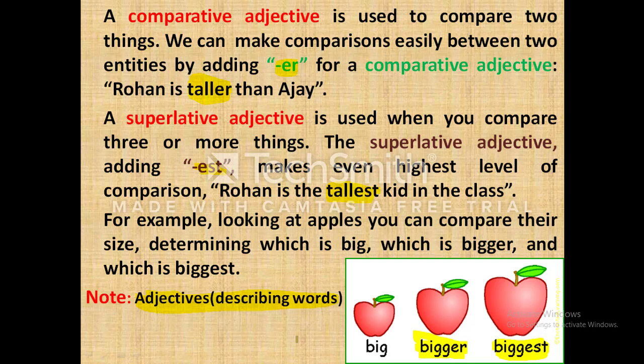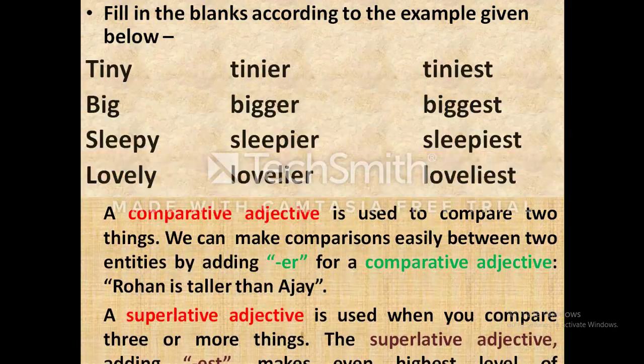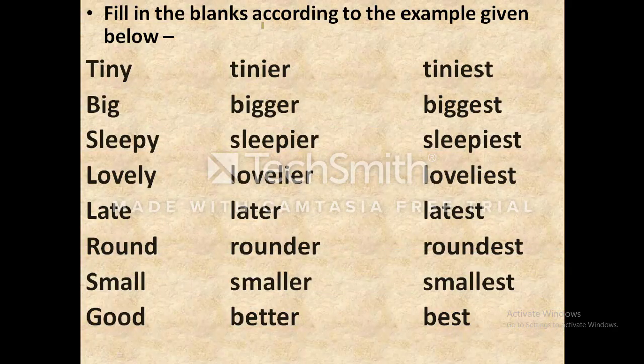Come to the textbook question. Fill in the blank according to the example given below. Tiny, tinier, tiniest. It means this tinier is smaller in size than the first one, and the third one is the smallest in size among these three. Big, bigger, biggest.